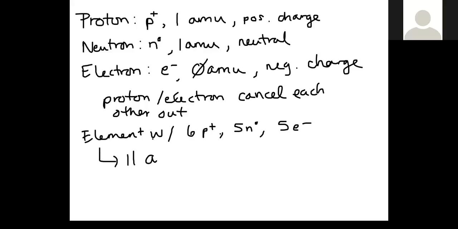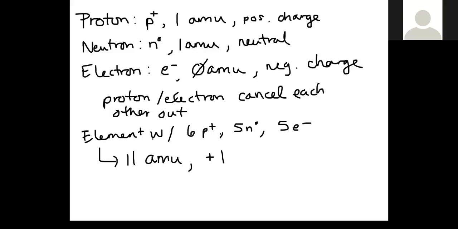What is my charge? Positive 1. Because for every electron, you have a proton that cancels it out. So you have 5 electrons, and 5 of those protons cancel those electrons out because they're equal and opposite. You have 1 extra proton, so you have a +1 charge.